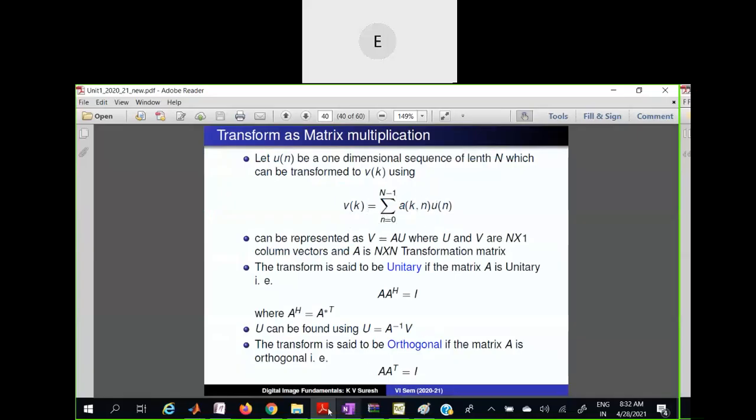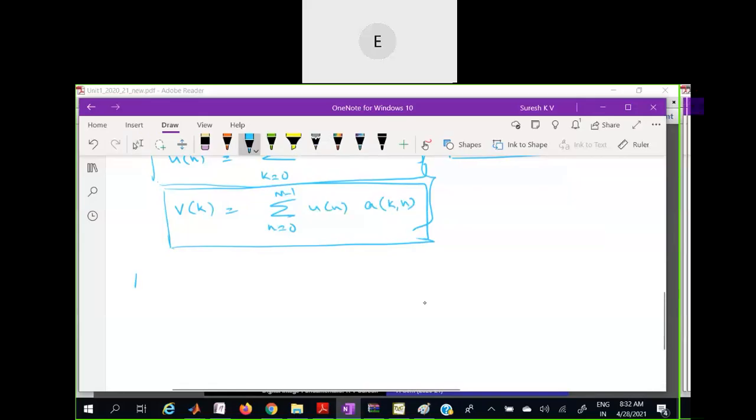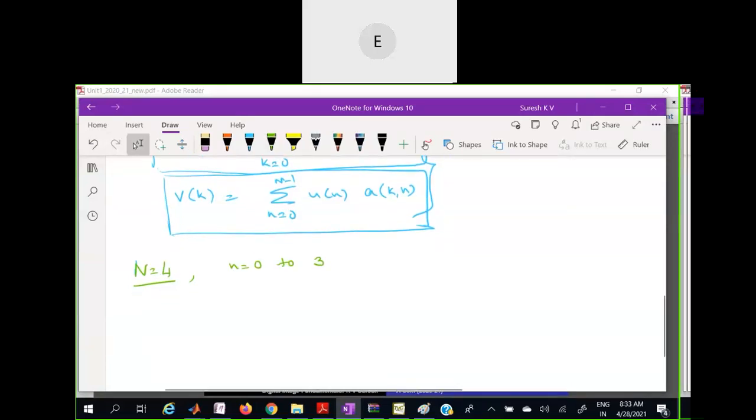Okay. Now, this I think all of you have already done, but still this can be represented in the form of a matrix. Okay. How it can be done? Let me just explain it with a simple example. I'll take n equal to 4. So n is equal to 4 means your small n will go from 0 to 3. Okay. N is equal to 4 means it is 4-point DFT. Let me assume that there are 4 samples in my U of n. So the formula now is V of k is equal to summation n is equal to 0 to 3 U of n A of kn.